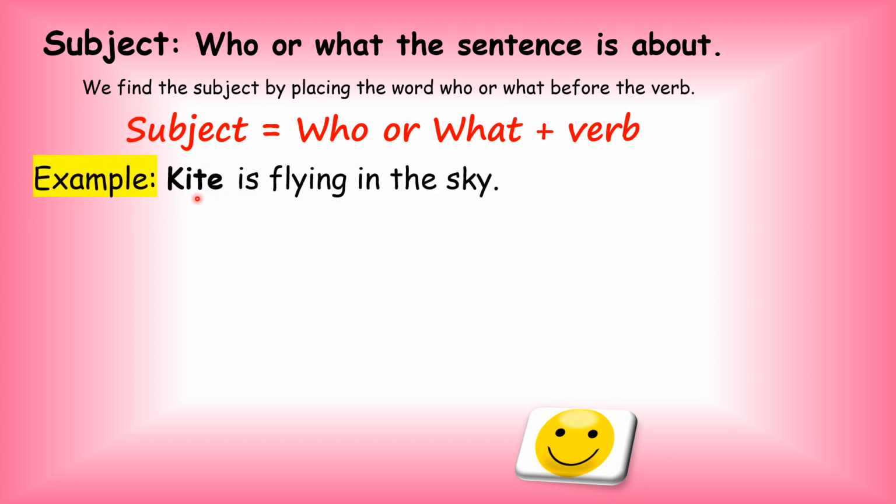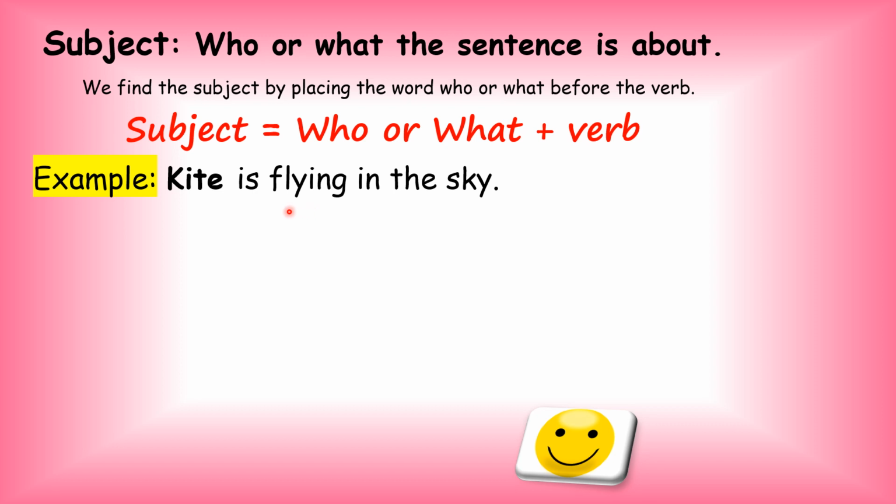Let's take one example. Read this sentence. Kite is flying in the sky. So, for finding the subject, what do we have to do? We have to place who or what before the verb. So, what is our first step to find out the subject? We have to identify the verbs in the given sentence. It can be a verb, it can be verbs. So, find out the verbs here in the given sentence. Is and flying are the verbs.